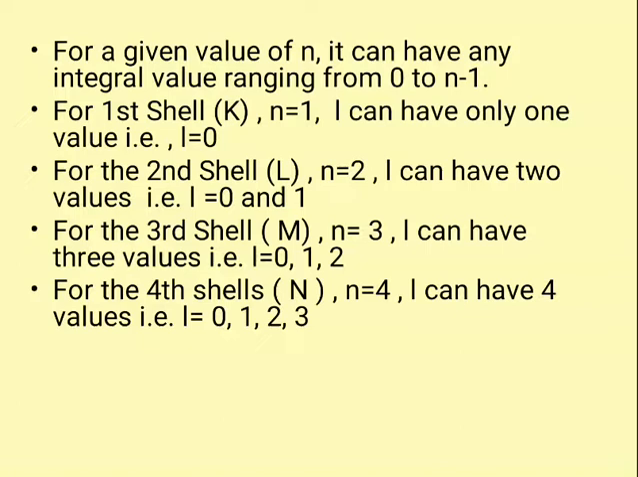Similarly, for the fourth shell, put n equals 4. L can have values 0, 1, 2, 3, but not 4. Why? Because the maximum value can be 4 minus 1, that is 3.